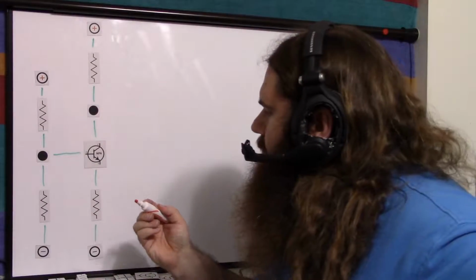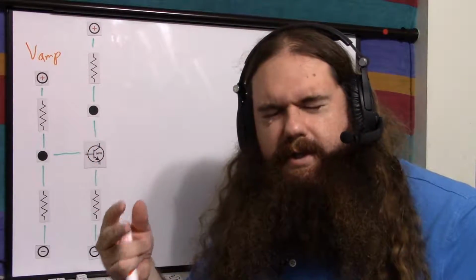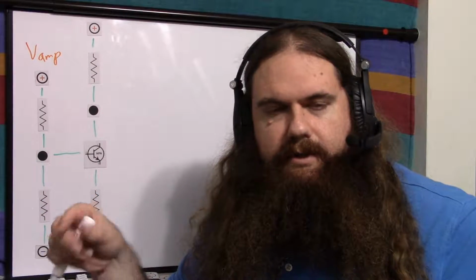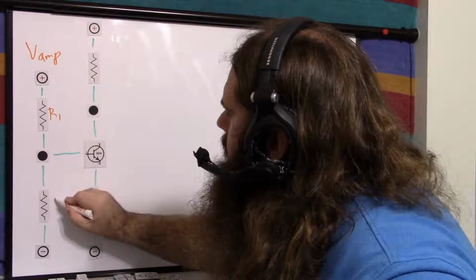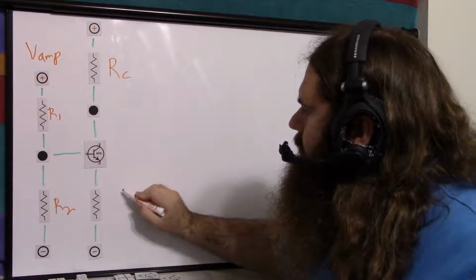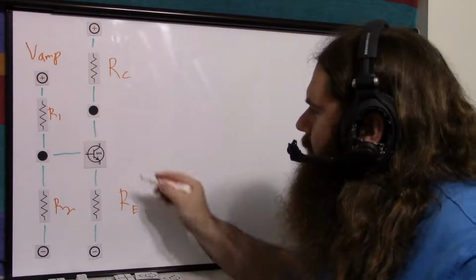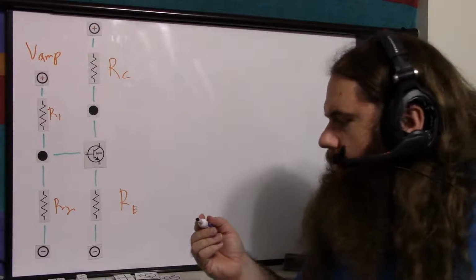The positive I'm going to label as V amp, the amplifier power. If you have your set of speakers, this is the power it plugs into the wall with its little wallboard. The bias resistors will be R1 and R2. This will be RC for collector and RE for emitter, and then CBE is just collector base emitter. So it's super easy to do this.